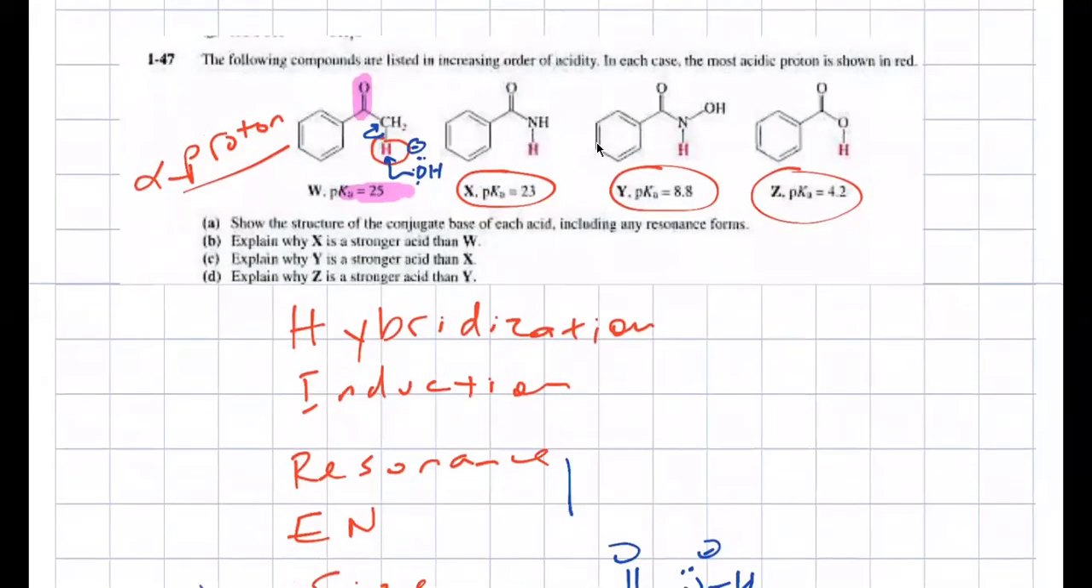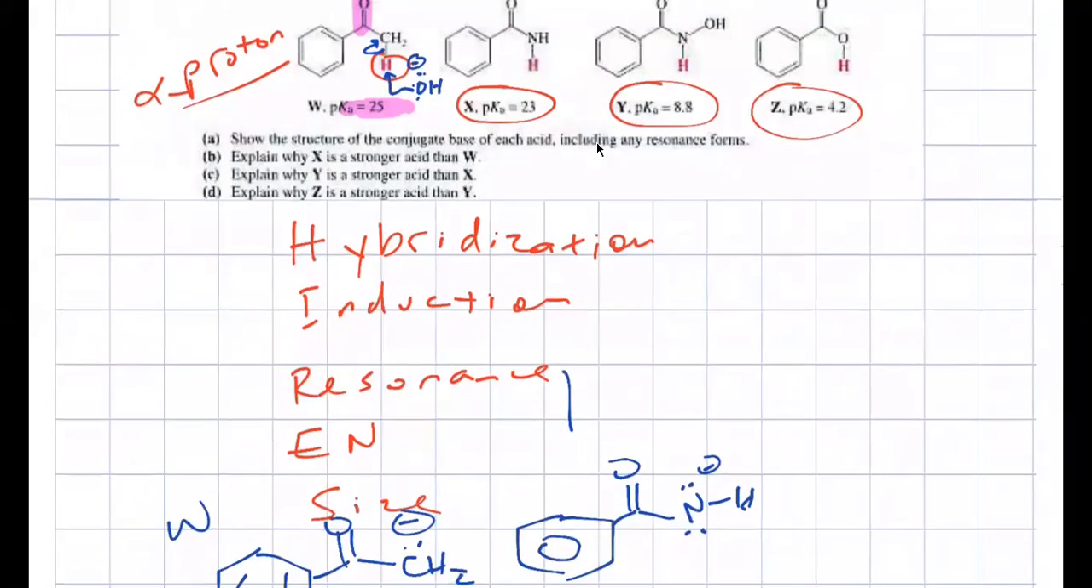This is X. Dr. Russell? Yes. So do we have to find the resonance for it? We're going to get to that, because it depends on what your conjugate base is. In this case, you can do resonance on all of them, right? Because all of them fit into that allylic carbocation pattern. I'm sorry, allylic anion pattern.